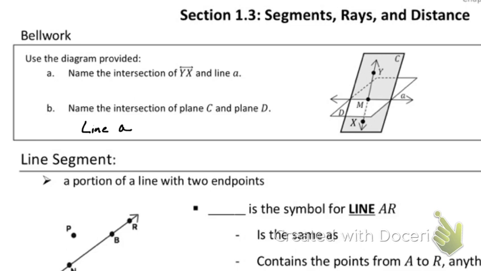Because if we do those two things, we're going to see they intersect along this red line. And we know that things don't just stop and start with lines and planes, so it has to continue on. So it'd be that whole thing. All right, in the intersection of YX and line A, that would be point M. Two lines intersect at a point, and that point is point M.